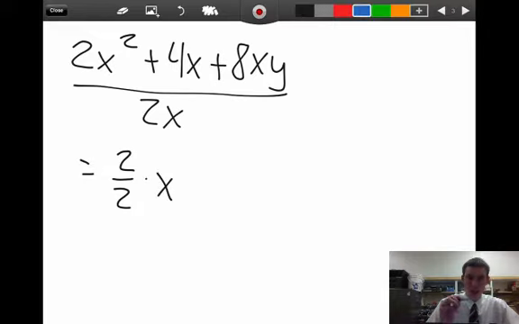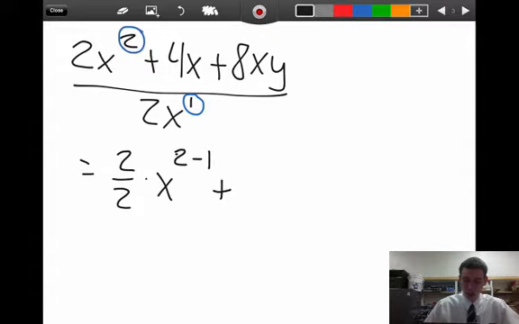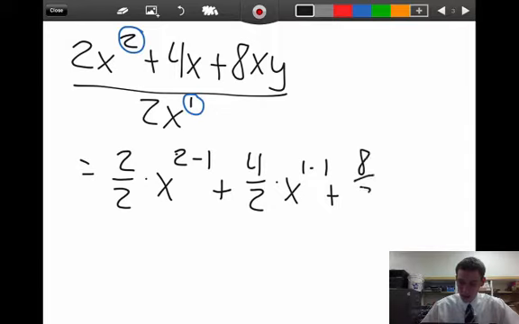Now, what do we remember about exponents when we're dividing? 2, and this is a 1 here, right? So we end up with 2 over 2 times x to the 2 minus 1 plus 4 over 2 times x to the 1 minus 1 plus 8 over 2 times x to the 1 minus 1 times y.